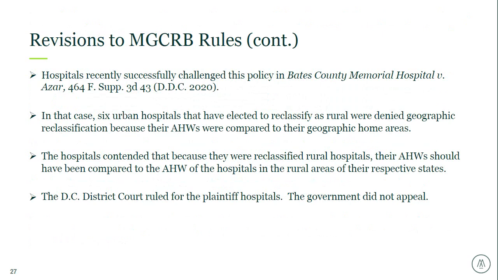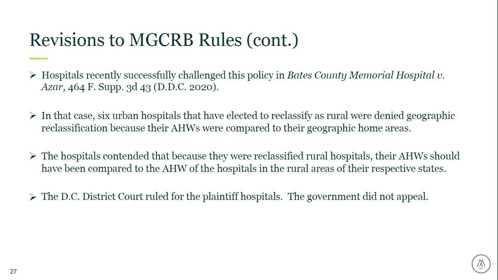Hospitals recently successfully challenged this policy in Bates County Memorial Hospital versus Azar. So interestingly, in that case, six urban hospitals that have elected to reclassify as rural were denied geographic reclassification because their average hourly wages were compared to their geographic home areas. Hospitals contended that because they were reclassified rural hospitals, their average hourly wages should have been compared to the average hourly wages of the hospitals in the rural areas of their respective states. The DC District Court ruled for the plaintiff hospitals and the government did not appeal. There's at least one urban hospital we work with that elected to become rural years ago that is expected to benefit from the Bates County decision, and I suspect there are many hospitals out there that would benefit from this decision.